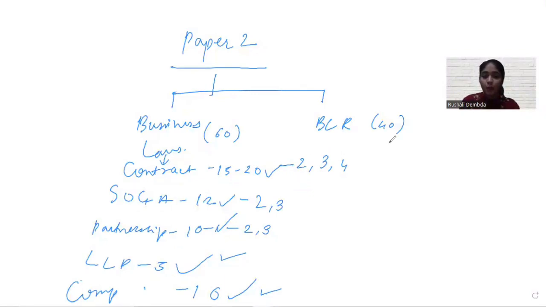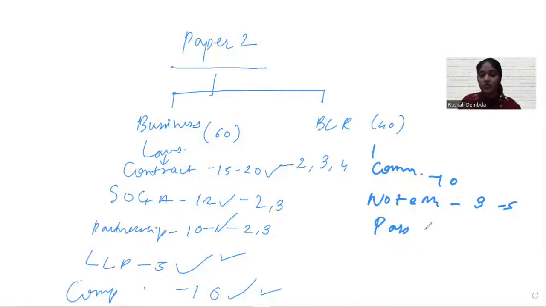Coming to your BCR subject, in the communication chapter you can definitely score 10 marks. Note making is a compulsory question, where you can score 3 to 5 marks. Then we have passage writing: a passage is given to you and you have to answer the questions given, which is where you score 5 marks. Communication is somewhere you'll have to work and remember the answers. Then another important one is precise writing, 5 marks, always expected.